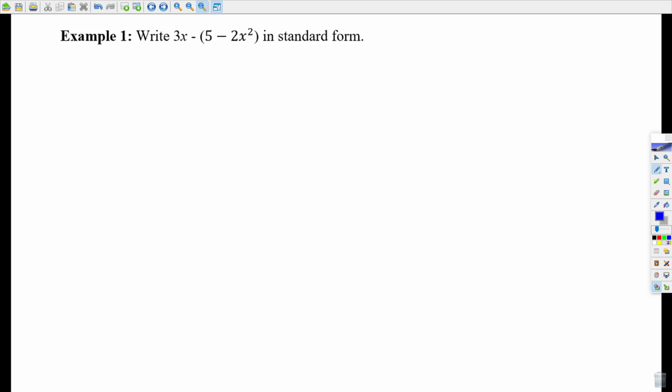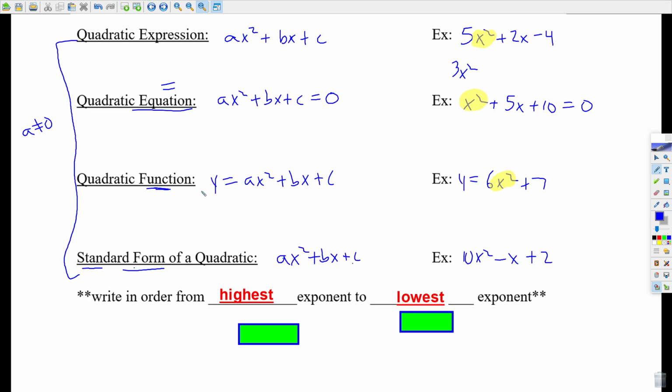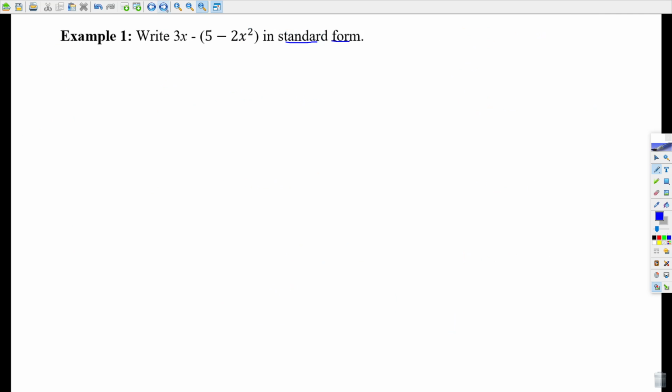So we'll do an example. This is a quadratic. Write 3x minus the quantity 5 minus 2x squared in standard form. So we want it to look like this here, ax squared plus bx plus c. So it has to be from highest to lowest. We want the x squared to come first, then the x, and so on. But first, if you remember, if you have something in parentheses, you have to do something called the distributive property. We have a negative sign out here. It's pretending like it's a -1.